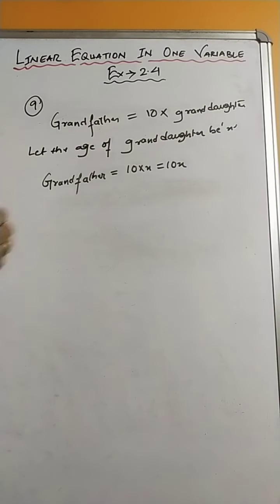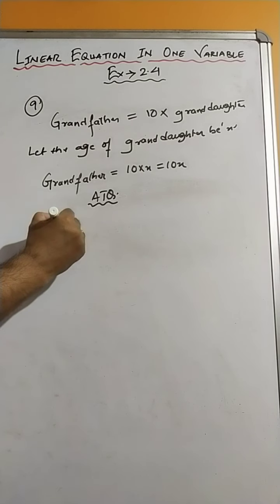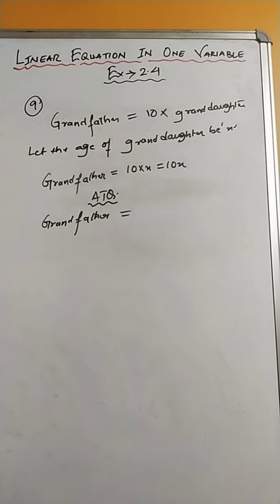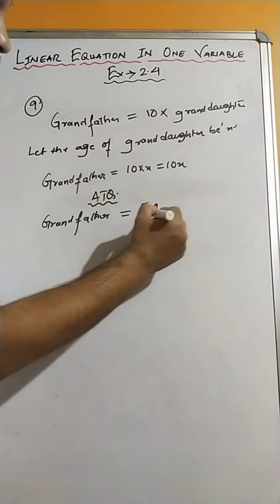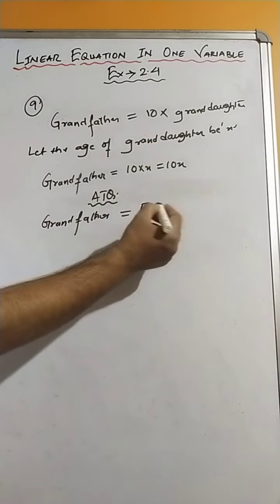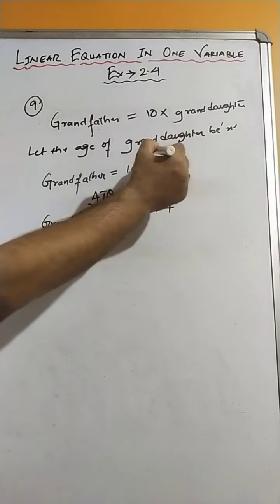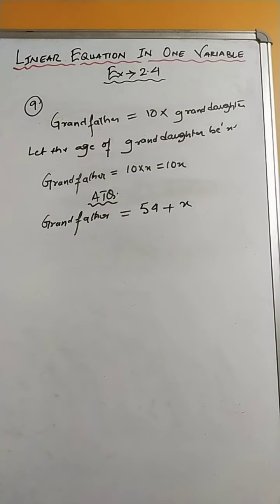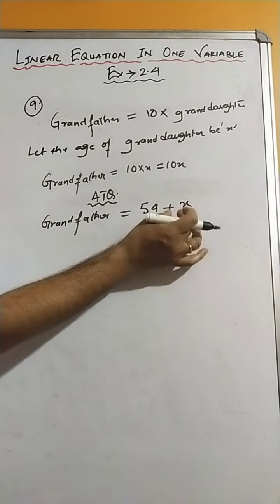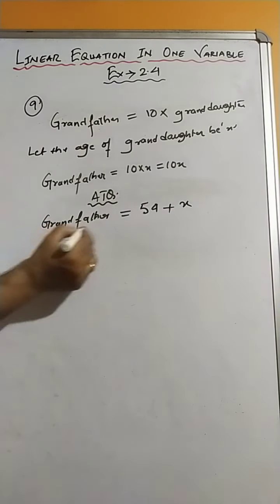Okay. So what do we have to write according to the question? He means grandfather. So grandfather is equal to 54 years older than the granddaughter. Older means plus. So 54 years older means plus his granddaughter, that is granddaughter's age, which is X. So this is the required equation: grandfather is equal to 54 plus his granddaughter, and the granddaughter's age is X.